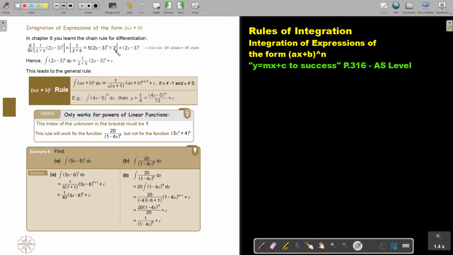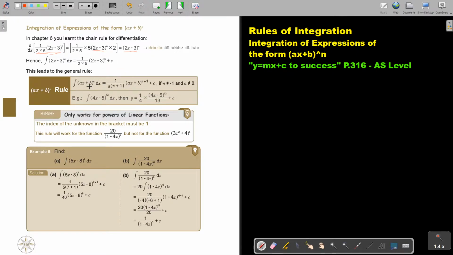If we differentiate the inside, we would just get 2. Now do you see that 5 cancels with that 5, that 2 cancels with that 2, and basically I will just be left with this. So hence, if I integrate this now, I will get this value before I differentiated it.